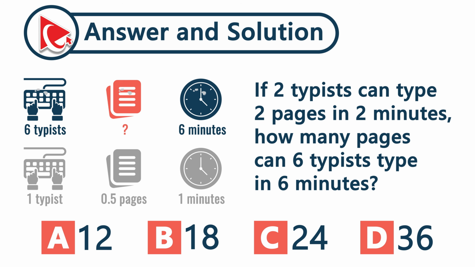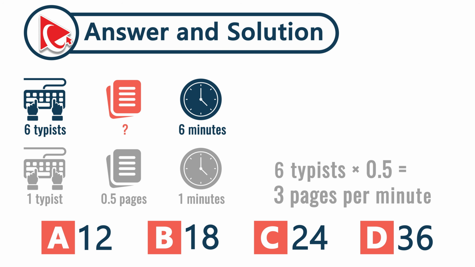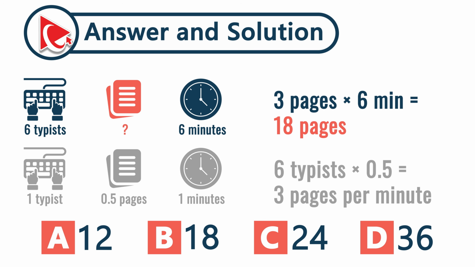Now let's scale this and multiply that right. 6 typists multiplied by 0.5 equals 3 pages per minute. So over 6 minutes, that's 3 by 6 equals 18 pages. And the correct answer here is choice B, 18.